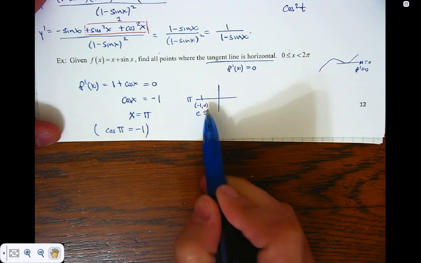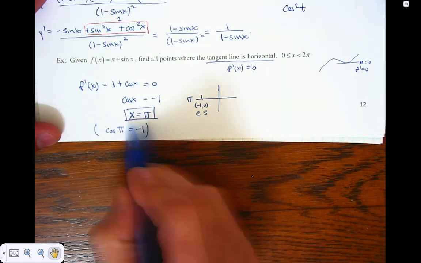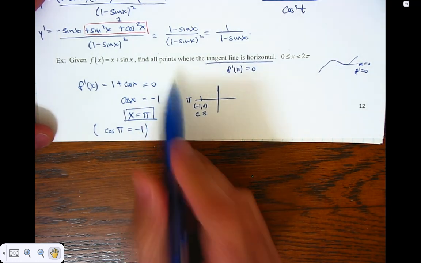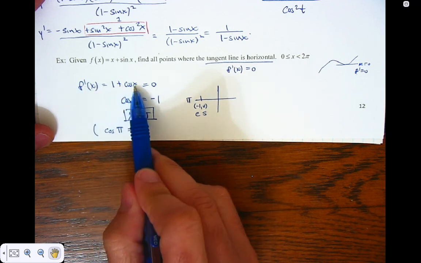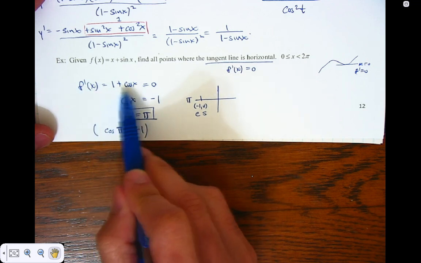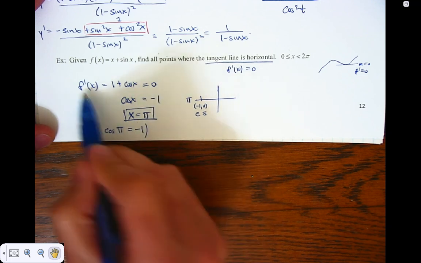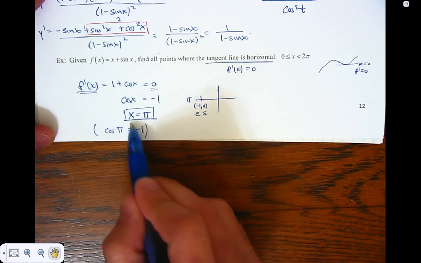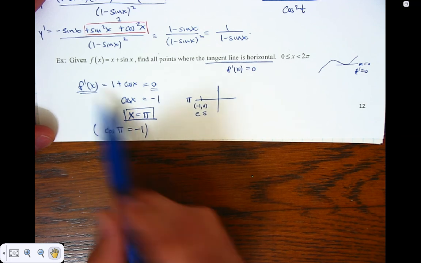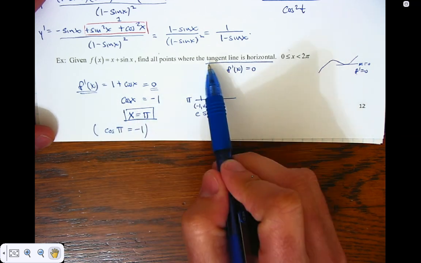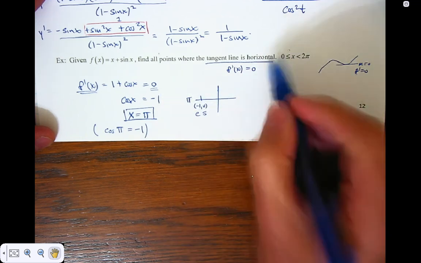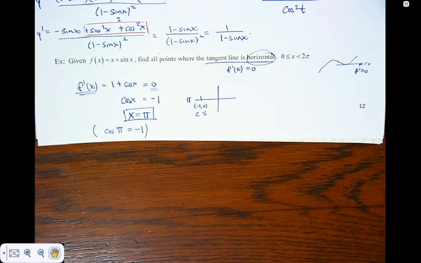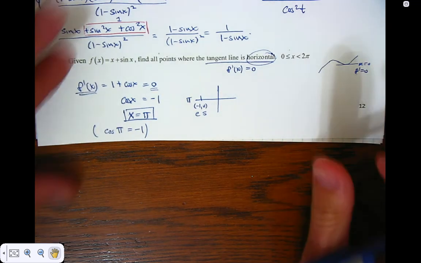Okay, and so we have our answer. What happens at x is pi? Remember this going backwards thing. When x is pi, f prime is equal to 1 plus cosine of pi, which would be 1 minus 1, which is 0. So the derivative is 0 when x is pi. Okay, and so if that's true, then you know that the slope of the tangent line is 0, which by definition is a horizontal line. Okay, all right.